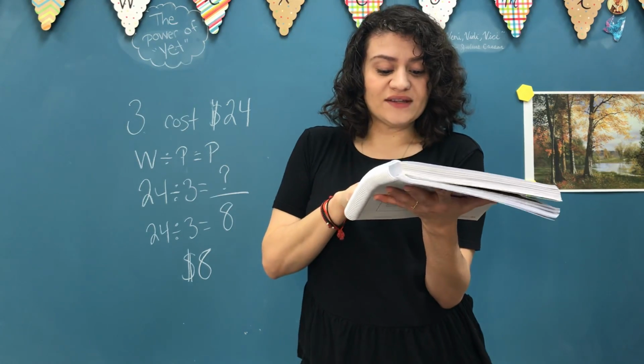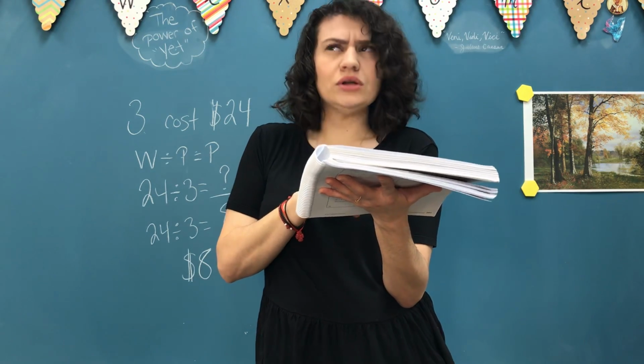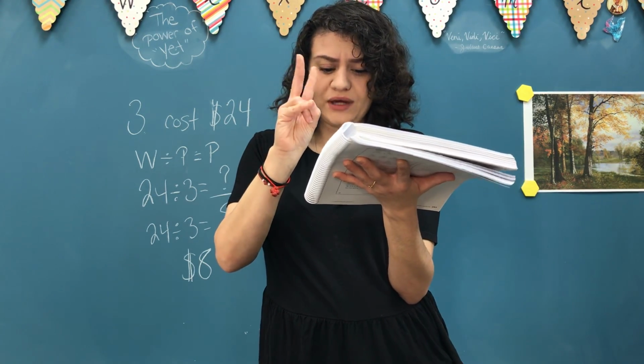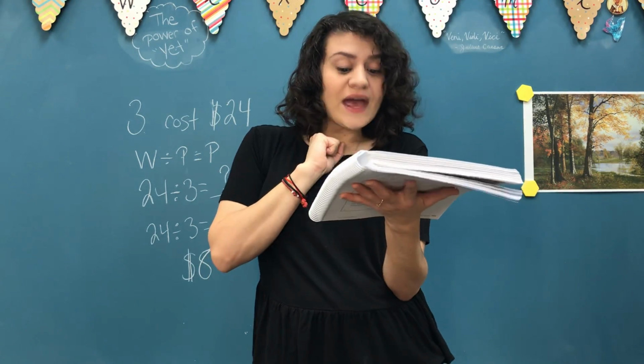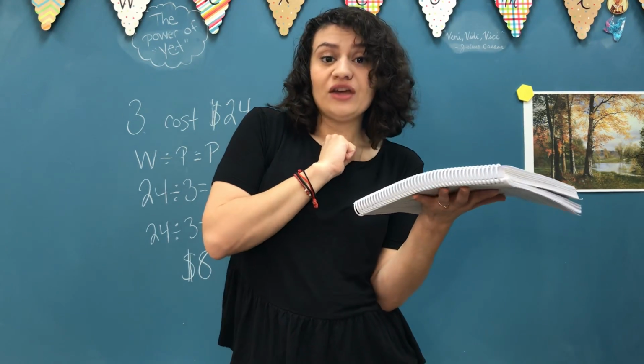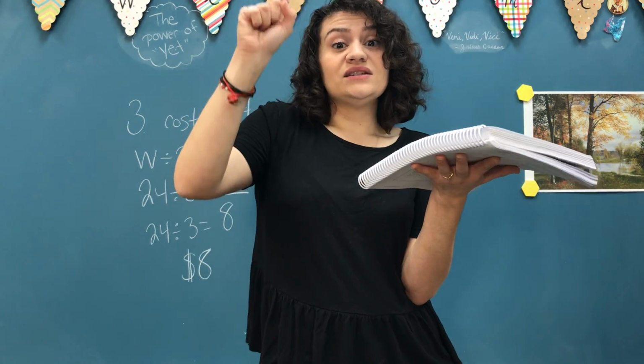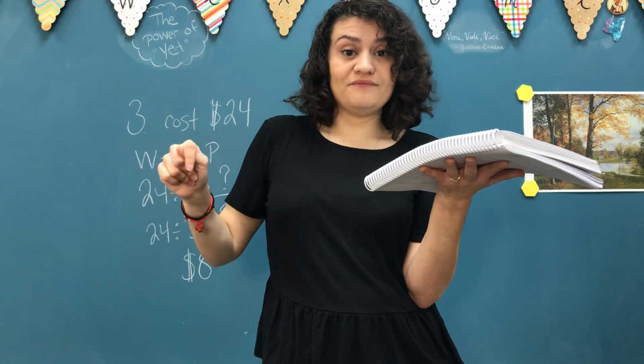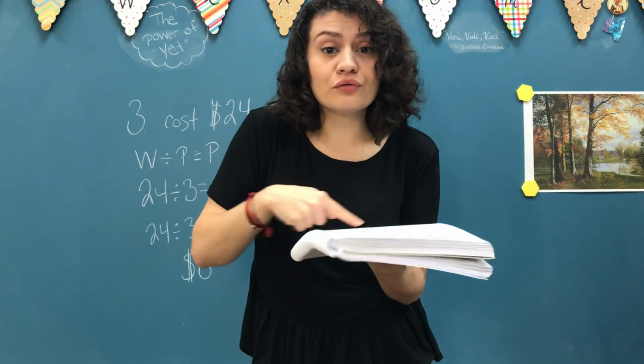And then number 6, Carla and Lily shared the cost of a present equally. So Carla and Lily, there's 2 girls, right? The present cost $16. How much did each girl pay? So 16 divided by those 2 girls, how much did they each pay? Okay, so go through those.